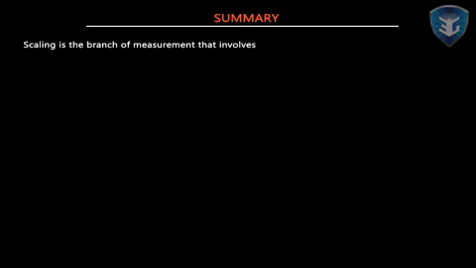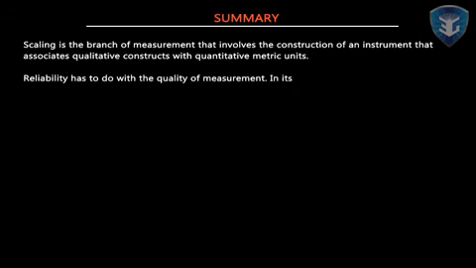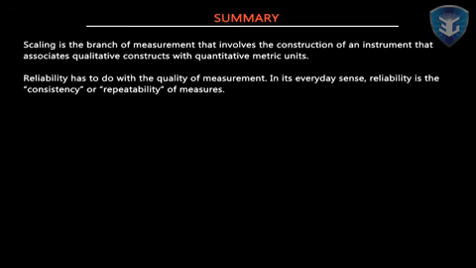Now in the end, let us summarize what we have learned in this lecture. Scaling is the branch of measurement that involves the construction of an instrument that associates qualitative constructs with quantitative metric units. Reliability has to do with the quality of measurement. In its everyday sense, reliability is the consistency or repeatability of measures.